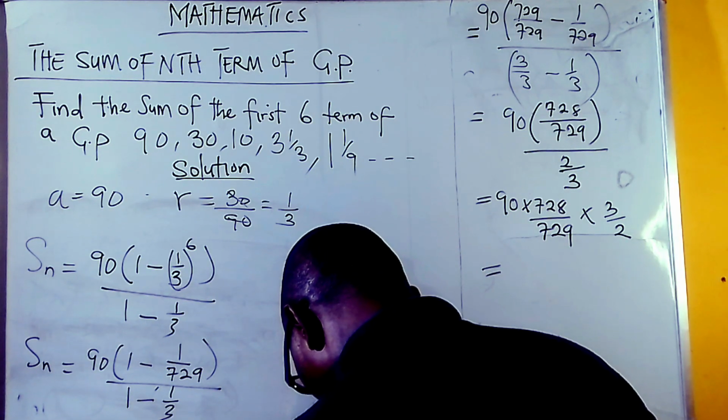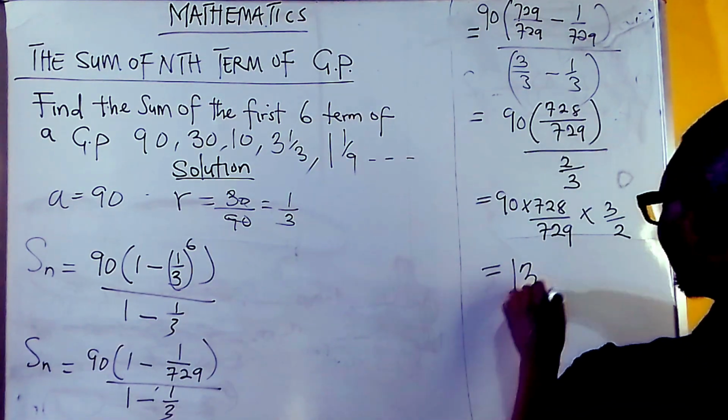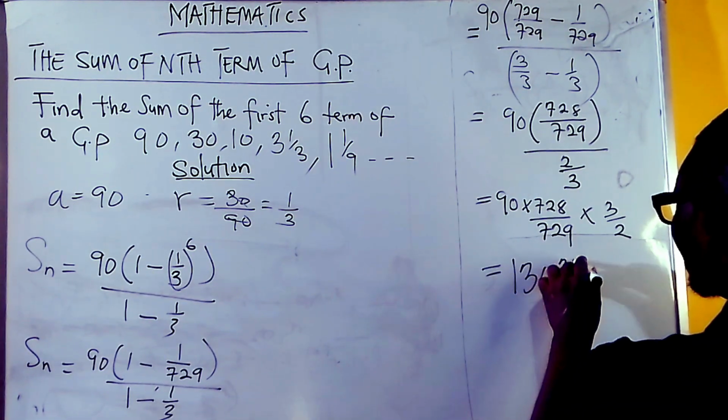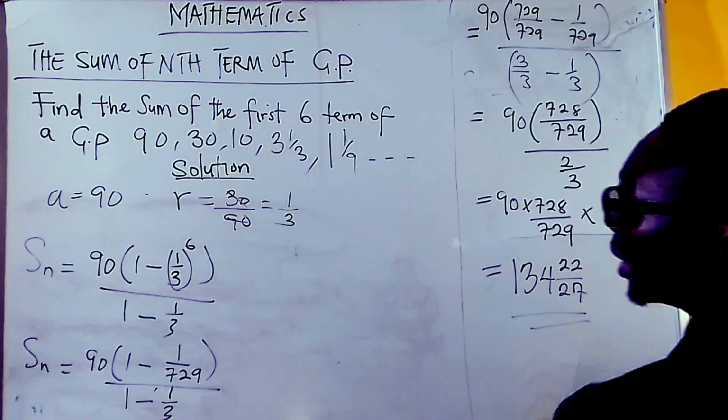then you have 134 whole number 22 over 27 as the final answer.